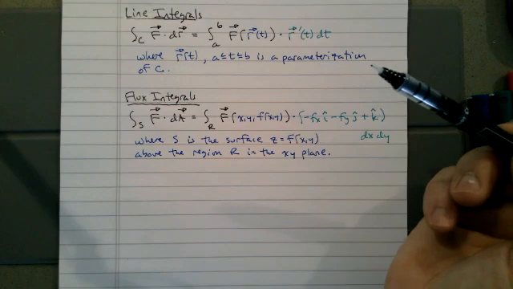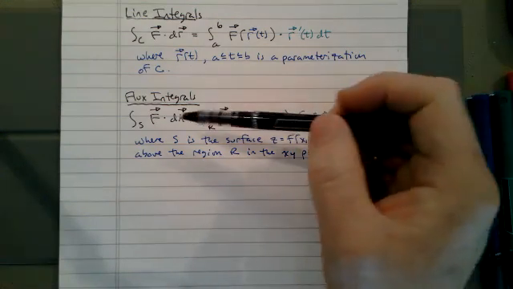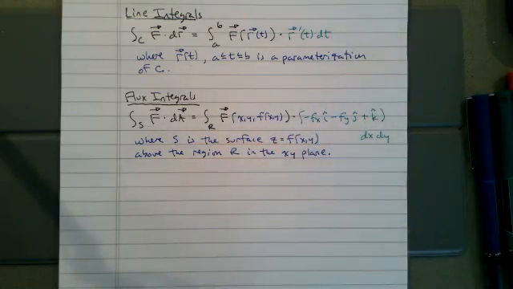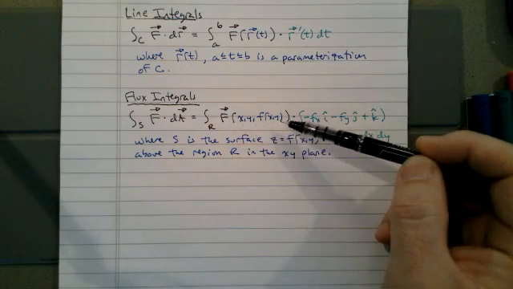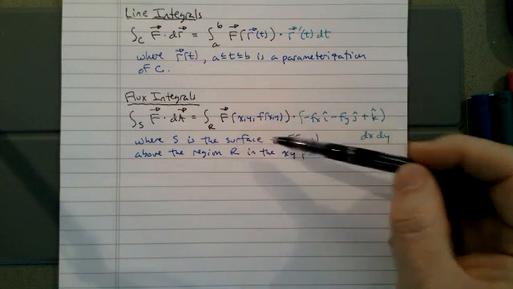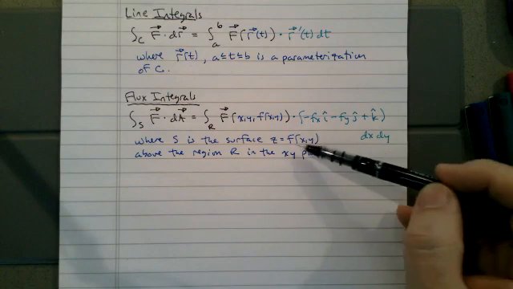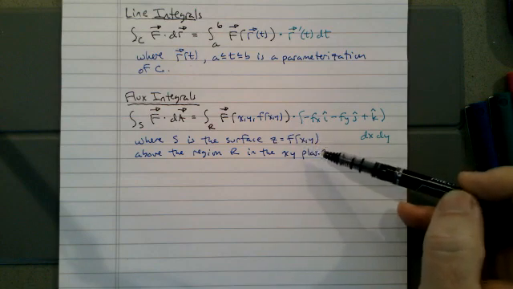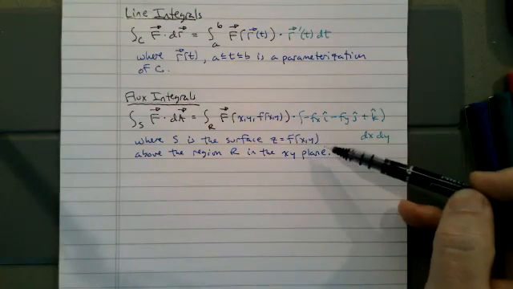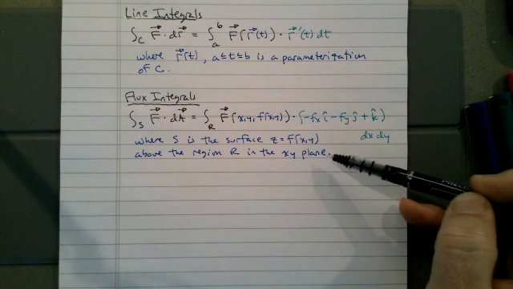Switching down to flux integrals, we need to do the same thing. We're integrating this vector field f over the surface S. That means we need to evaluate the vector field f at all the points on the surface S. So here is one way that we described the surface. In this case, we can describe S as the surface where z is a function of x and y, and this is above the region R in the xy plane. This tells us what the surface looks like, and above the region R in the xy plane is saying where to look.